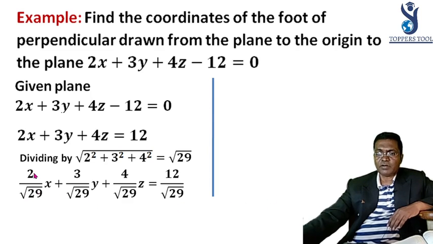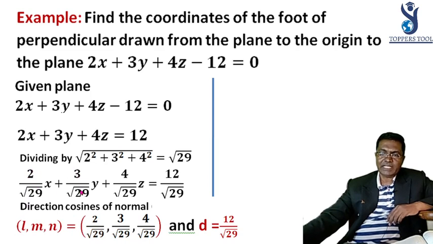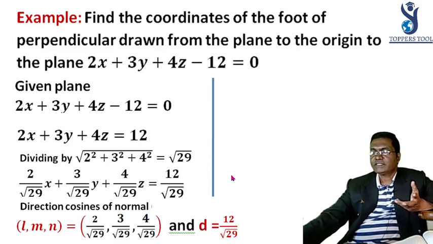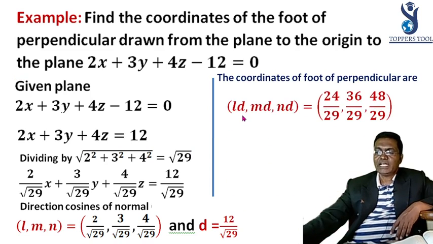Clearly, this is in the form of Lx plus My plus Nz equal to D. So L, M, N are the direction cosines: L means this, M means this, N means this. And this stands for the length of the normal, that is D. Now, what I said earlier, the product of the direction cosines and D gives you the coordinates of the foot of perpendicular of the normal: LD, MD, ND.